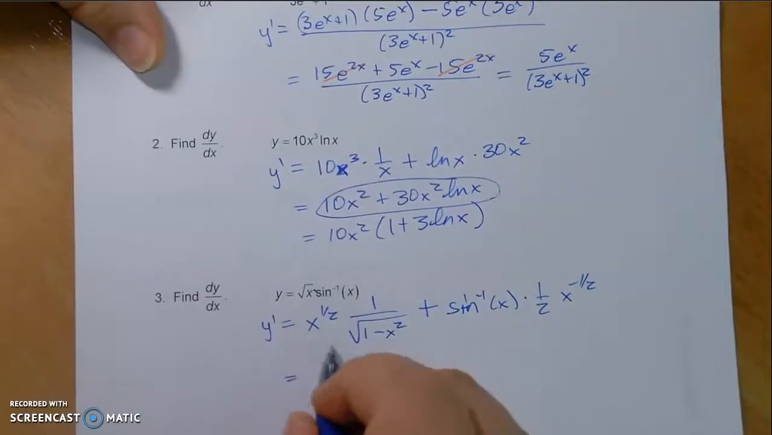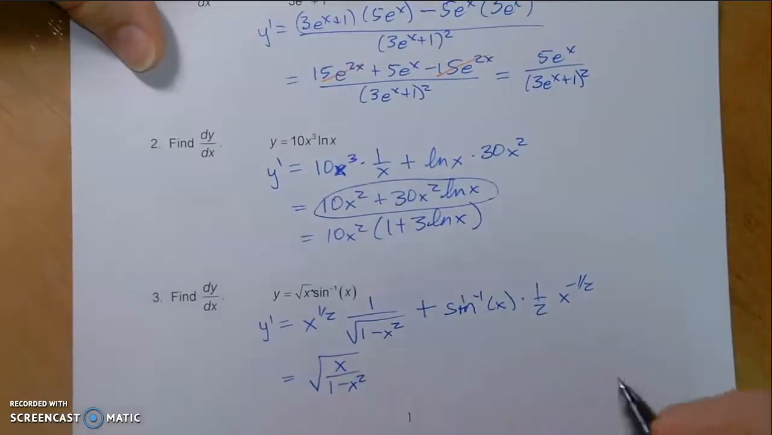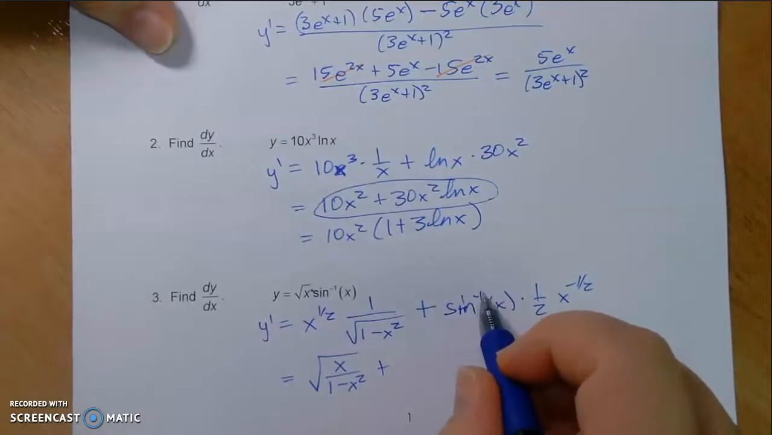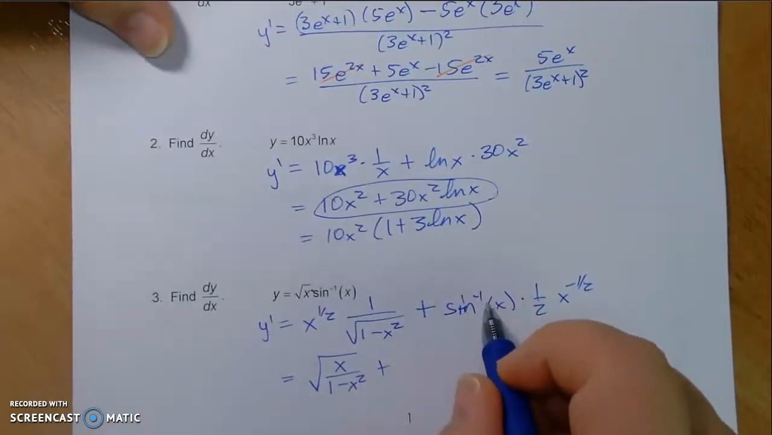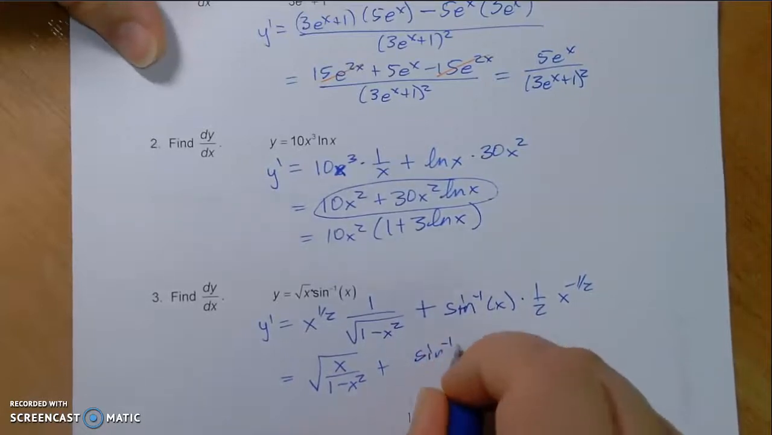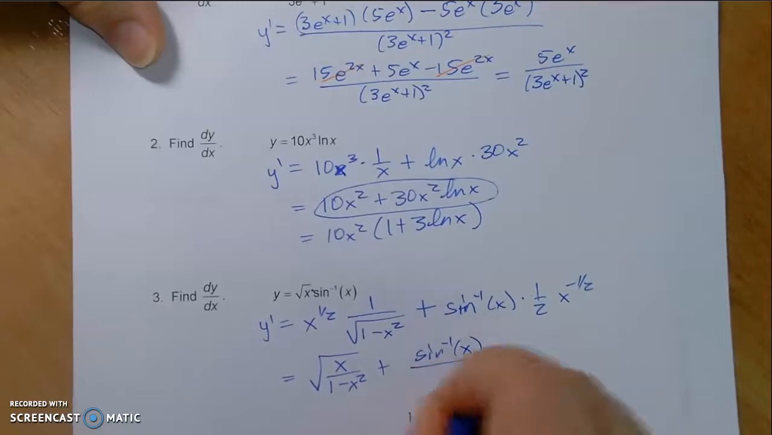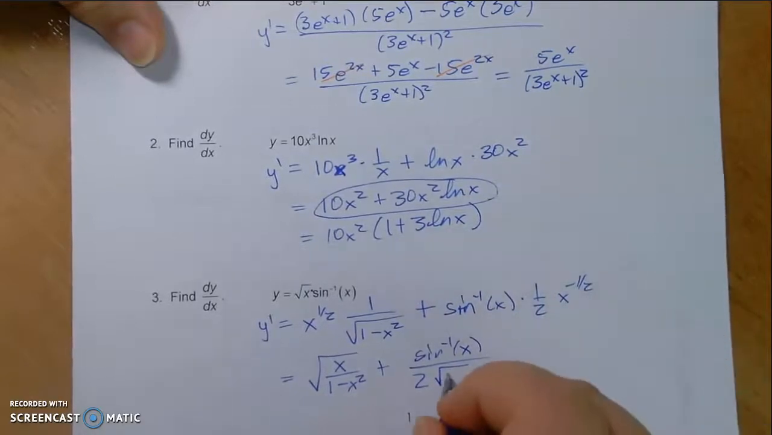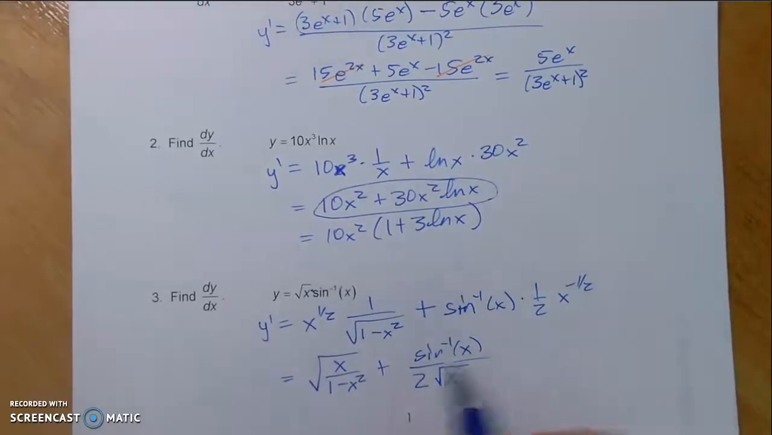Simplifying this, these are both square roots, so we can put them together. We have the square root of x in the top over the square root of 1 minus x squared in the bottom, plus, now remember that this is not a negative exponent, it's the inverse sine. So this is actually going to stay in the top of our fraction. So inverse sine of x over, we have a 2, and we'll put this back in radical form. Then the negative puts it in the denominator, half is the square root, and we get the square root of x. So this one's not pretty, but it's not too bad if we take it step by step.